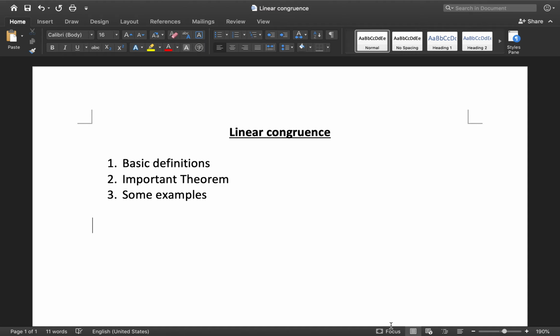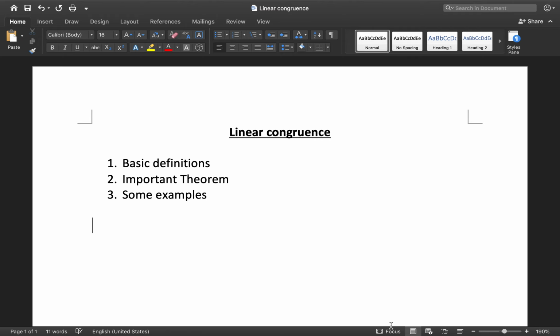Okay, and then there are examples, and I will illustrate the method in solving linear congruence through those examples. Okay, so this is the purpose for this video. Now let's just begin with the very basic definition.